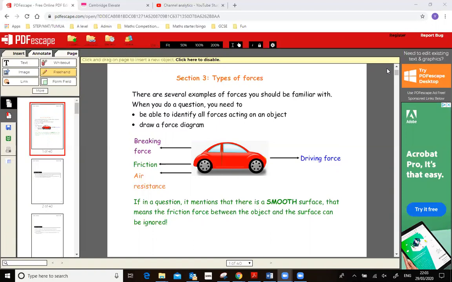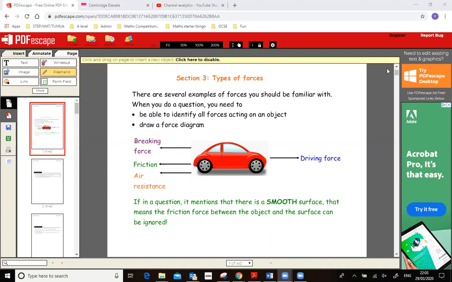Now, there are several different examples of forces you should be familiar with. When you do a question, you need to firstly be able to identify all forces acting on an object. Secondly, be able to draw a force diagram. So if you have a look at this picture on the screen, which is a car, let's think in real life, what force do we have acting on the car?